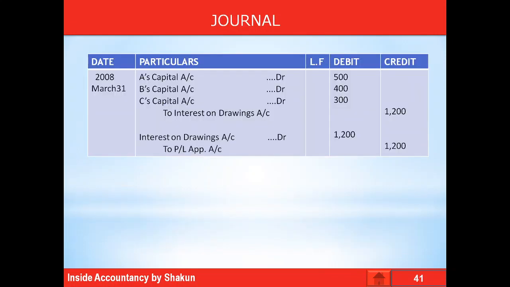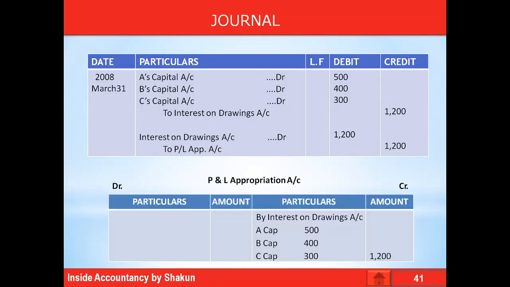The next journal is relating to the interest on drawings. Now, interest on drawings is an income for the business, for the firm, therefore it is credited. And the partners need to pay the interest on drawings to the firm, therefore the partners' capital accounts are debited. Interest on drawings, being an income, is transferred to the credit side of P&L appropriation account. Let's look at the P&L appropriation account. Interest on drawings has been transferred to the CR side of P&L appropriation account according to the journal that we passed. So this is the posting that we have made.